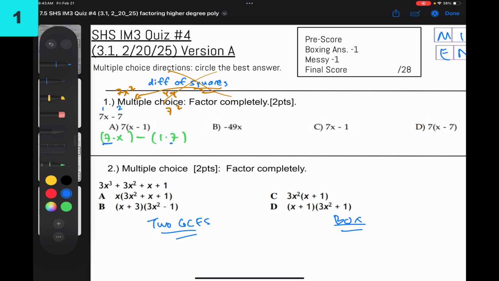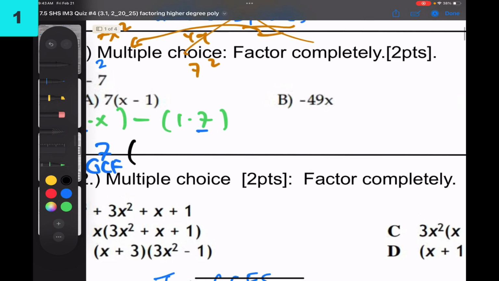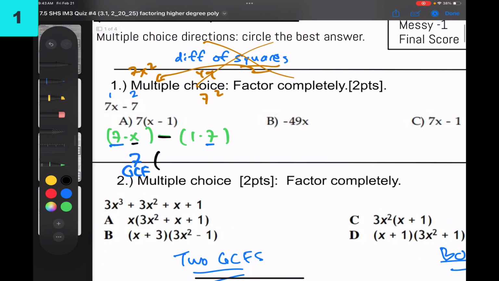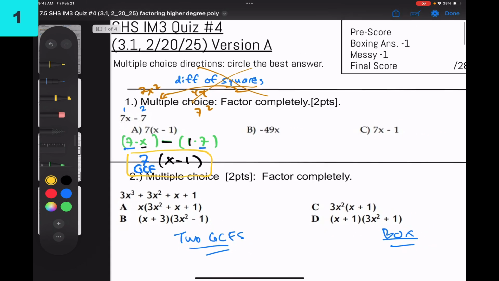So you'll notice they have a 7 in common. Their 7 is their GCF. And then whatever I didn't highlight in blue here, this would be then x minus 1. So that would be choice A.